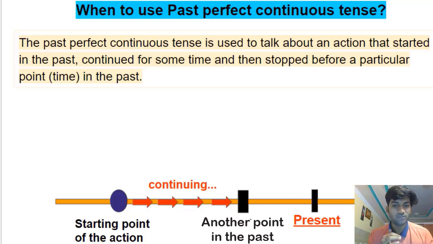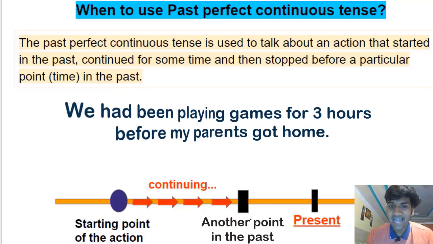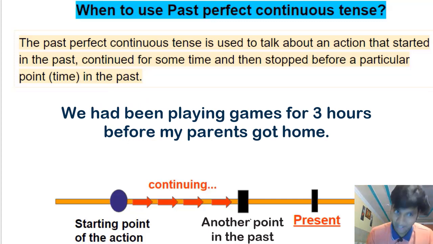So we focus on the fact that before a particular time in the past, an action had been happening for some time. Now, since it's past perfect, we can either talk about the starting point of the action or we can talk about how long it had been going on for, right? Let me give you an example. We had been playing games for 3 hours before my parents got home, right?